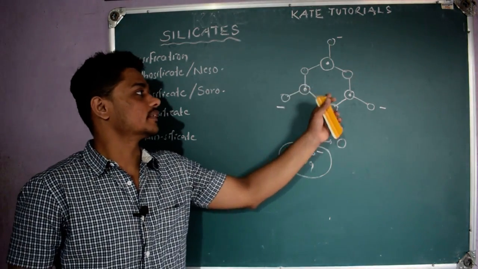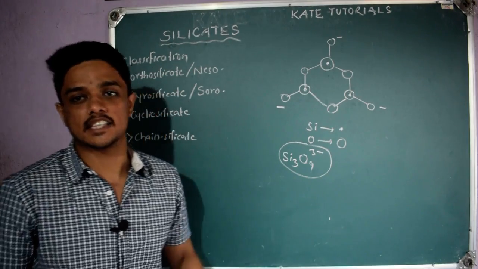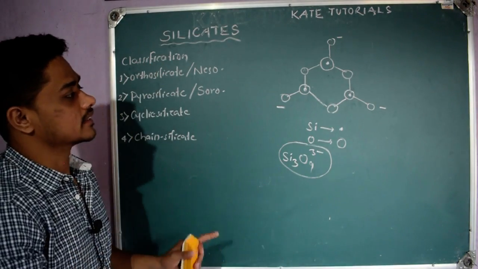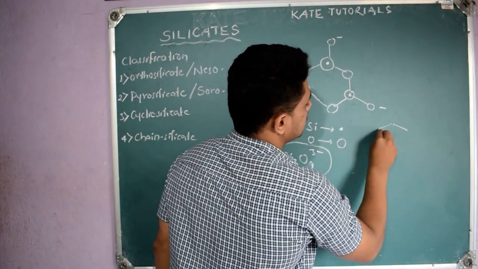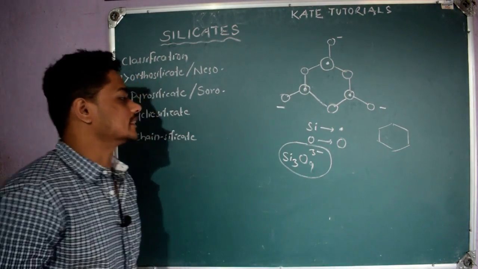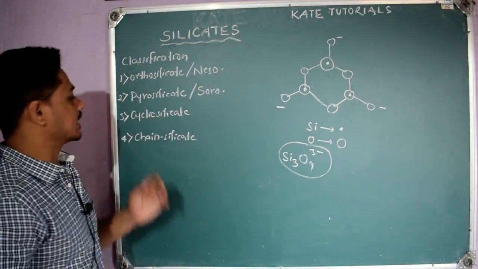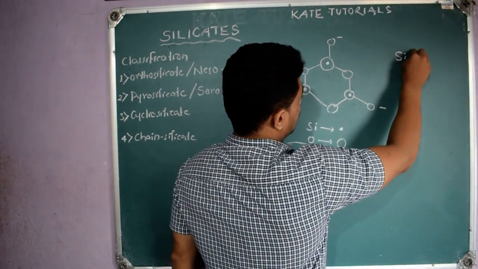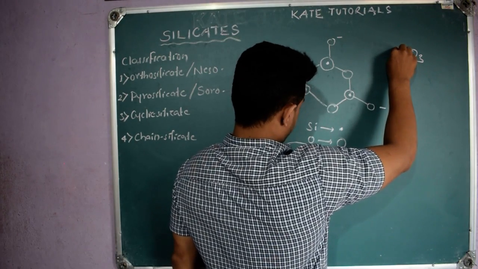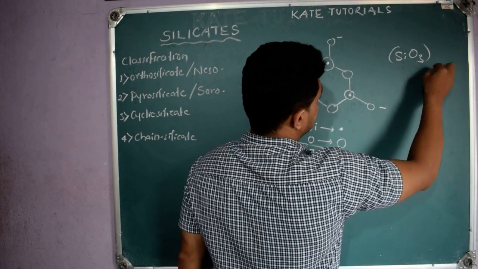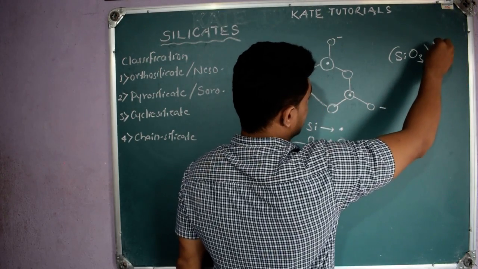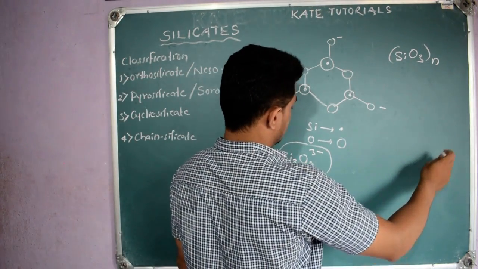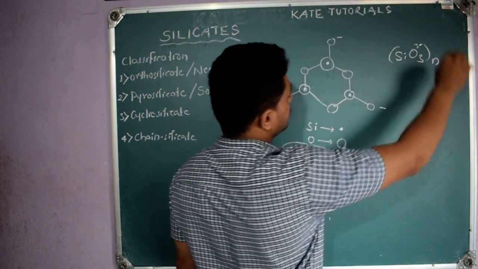So this is nothing but the formula of this cyclic silicate. It shows that it is cyclic in structure. I have not drawn it nicely. If you draw it nicely, you will get a cyclohexane-like structure. For this cyclic silicate, we will have one general formula. It will be SiO3 to the N, and above it will have 3 minus, I think.